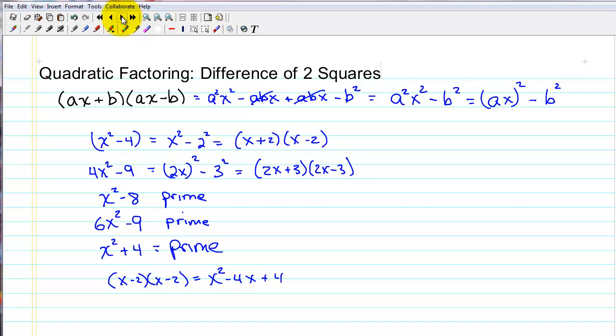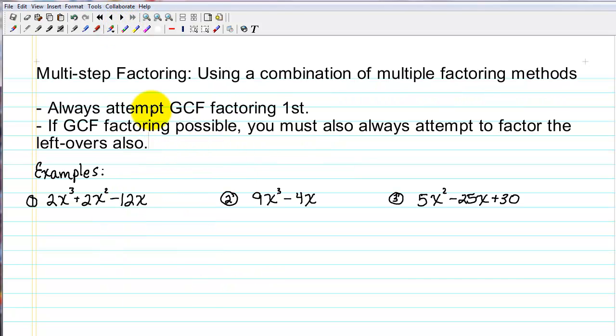So let's wrap this up. Sometimes, as we've just shown, we can do a single factoring and finish, but there will be some problems as we get into more complicated polynomials where we have to use multiple factoring steps. So we're going to have to use sort of combos. We always want to try doing our GCF factoring first to try to simplify our polynomial as much as possible. And then we will look at the leftovers to see if they can be further factored.